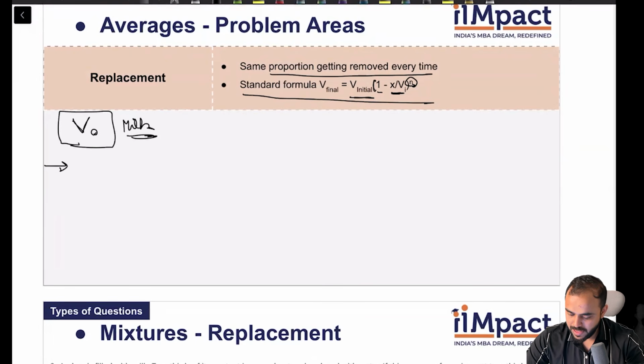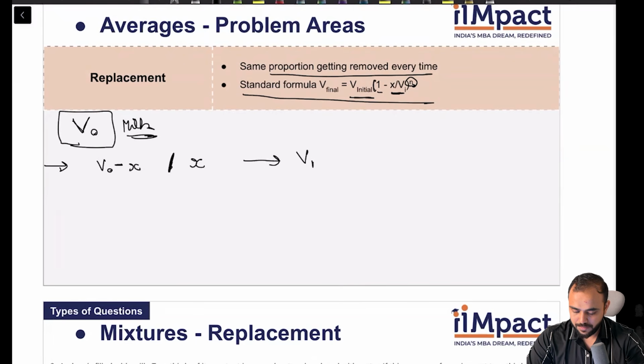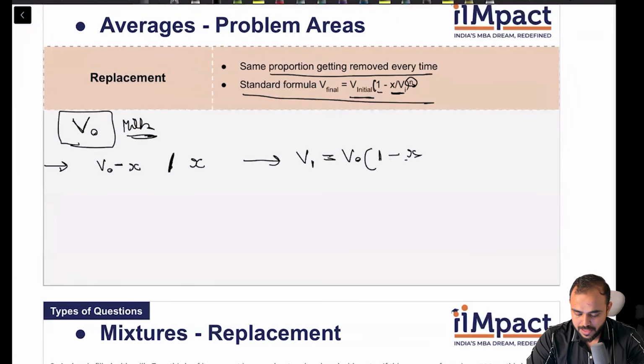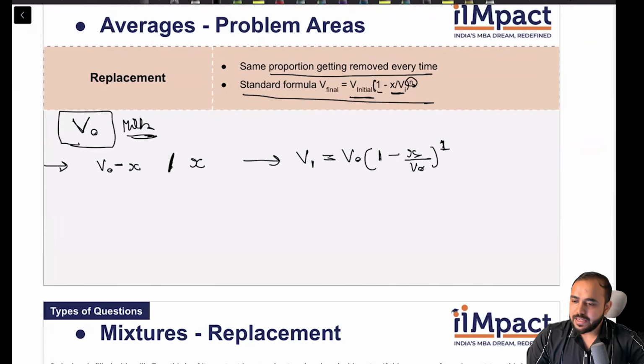So, in the first step, you now have V naught minus X milk, corresponding to which you will have X amount of water. So, can I say that V1, your volume after first step, is your initial volume into 1 minus X by V naught raised to the power 1. So far, this expression is holding. Now, let's say that X amount is again removed from this mixture.